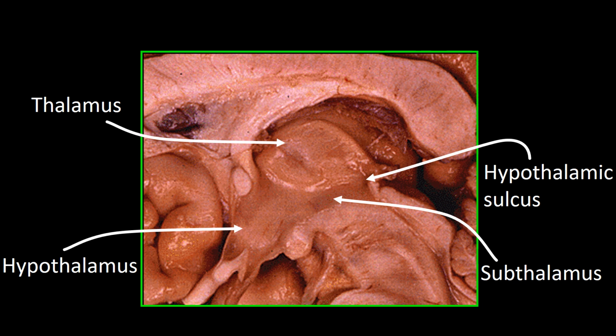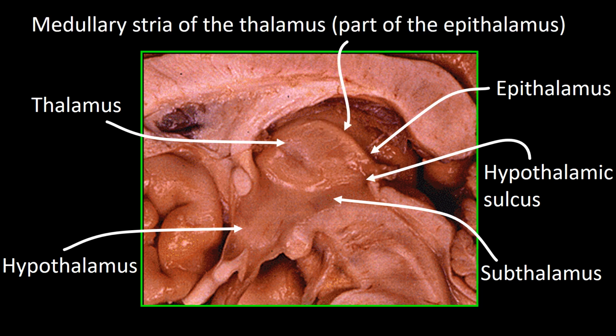Below and towards the midbrain, you can see the subthalamus. Posteriorly and rostral to the thalamus, we have the epithalamus. The structure I am just indicating is the medullary stria of the thalamus. I will now introduce several sketches to highlight several points regarding the embryology of this region.